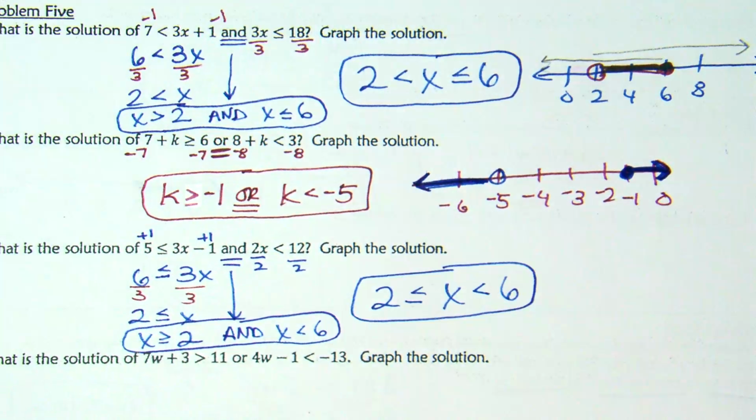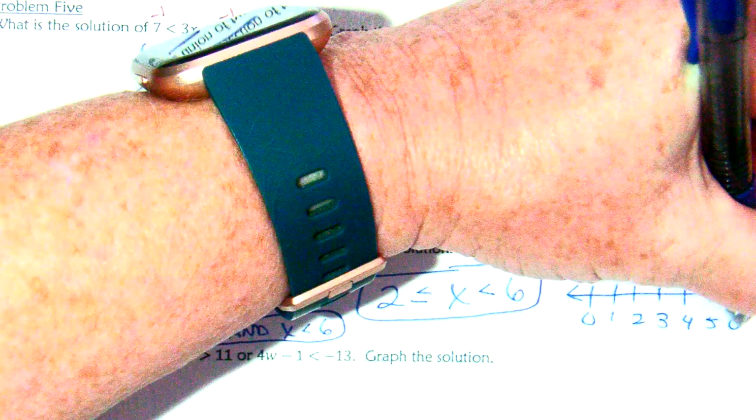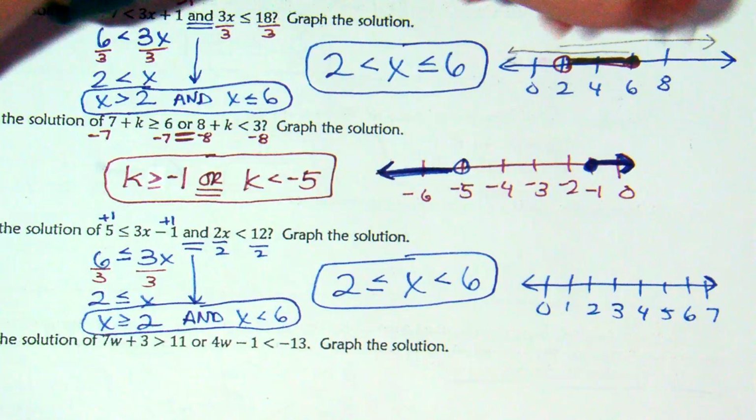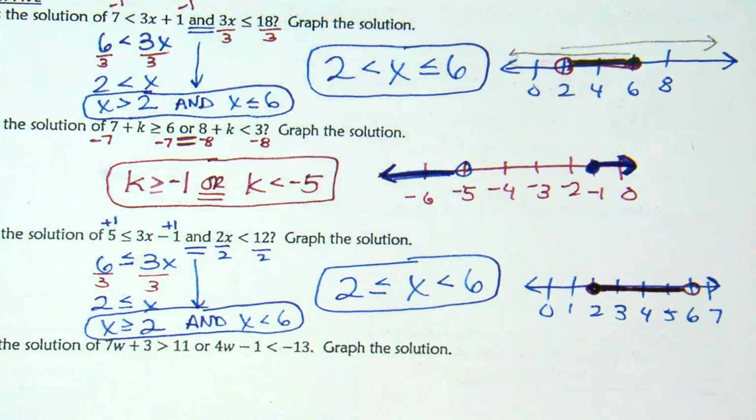0, 1, 2, 3, 4, 5, 6, 7. What can I circle on 2? Closed circle. Going to the right, because it's greater than or equal to. What can I circle on 6? Open circle. Less than 6, so going to the left. Notice, my shading is between. Typical and statement, my shading goes between. Typical or statement, my shading goes out.